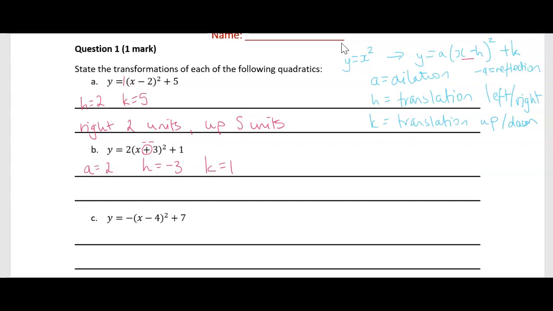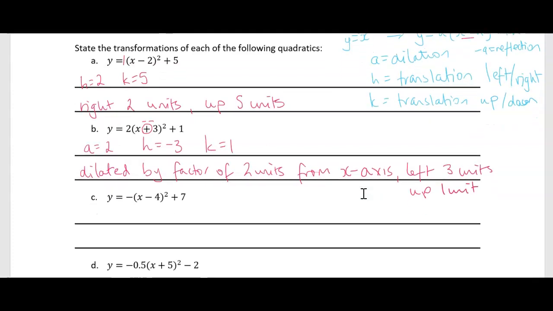All right, so the 2 means we've been dilated by a factor of 2 units from the x-axis. Now you can have dilations from the y-axis, and that's something you'll learn in year 11. Okay, but for now we're just doing a dilation from the x-axis. We've gone to the left 3 units, and we've gone up 1 unit.